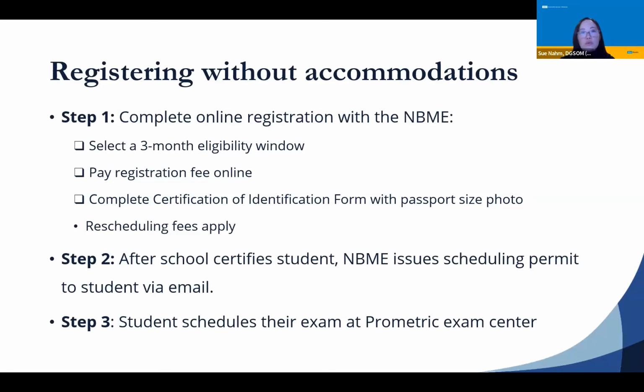Again, in the Q&A portion, we'll place in the chat a link that contains information on rescheduling fees for each of these exams. Now, once a student completes the registration process and the medical school certifies the student, the NBME will issue a scheduling permit via email with detailed instructions on how to schedule their exam. The final step is for students to schedule their exam at a Prometric exam center. So students may schedule their exam online with Prometric directly, but they can also call a 1-800 number located on the registration instructions.